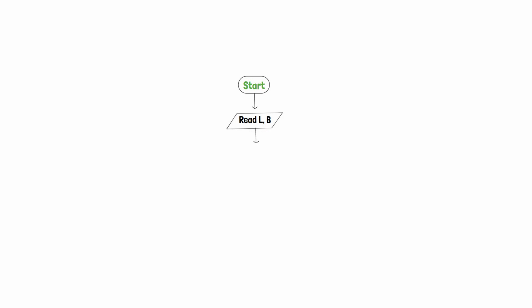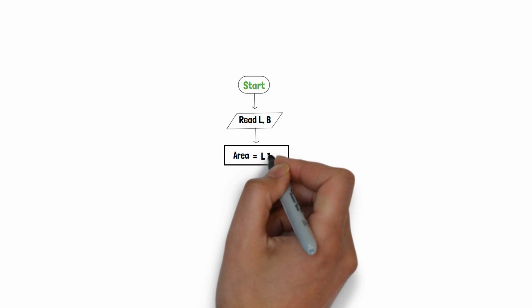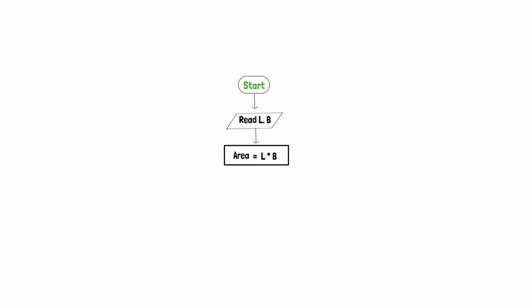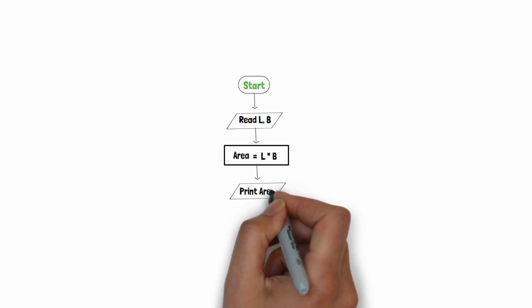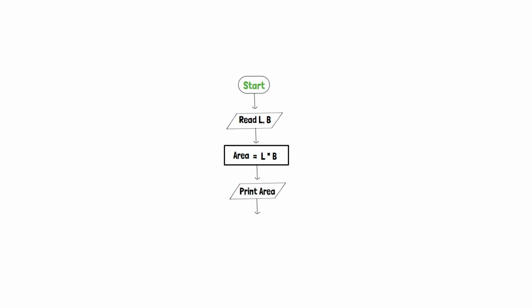Furthermore, a process box is implemented in which a new variable is declared named area and is assigned with the product of L and B. Finally, the variable area is printed with an output component and the program is terminated via end terminator.